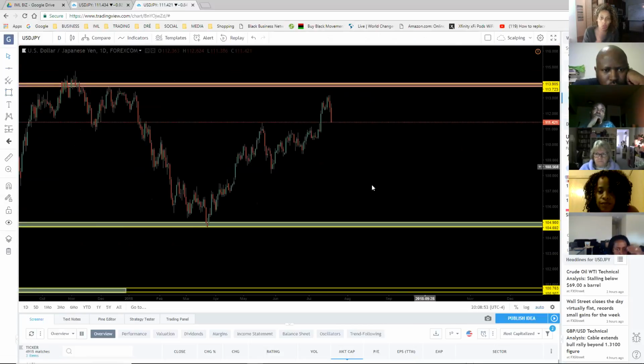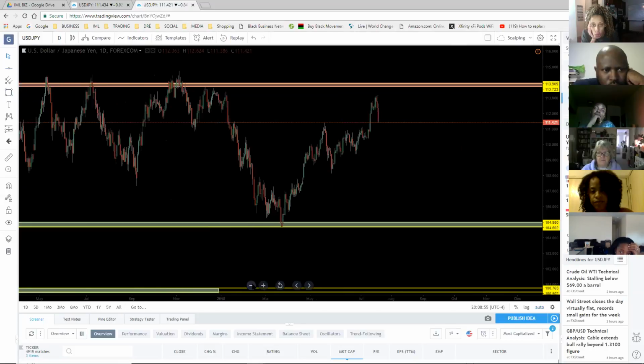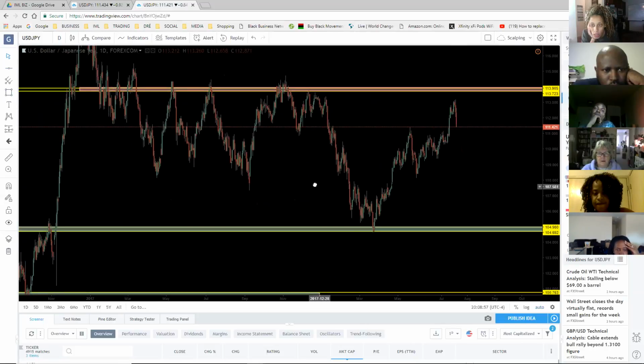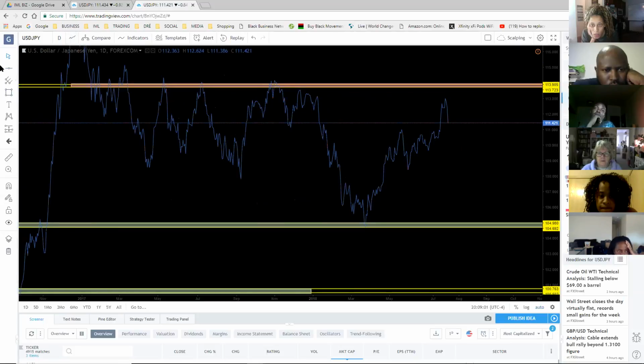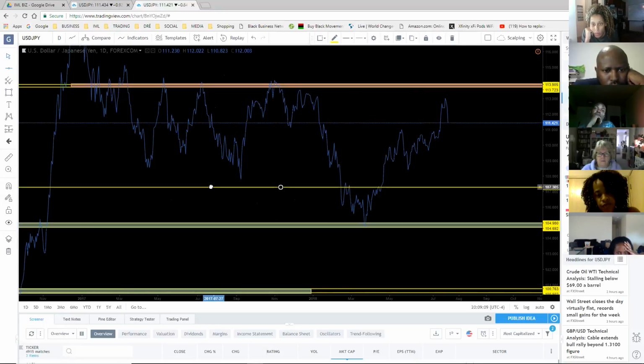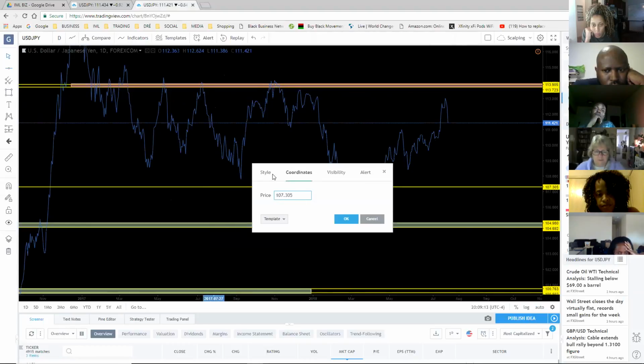So then a line chart, and I'm going to use blue. I'll change it to blue when I get one up. Start from down here. Okay.